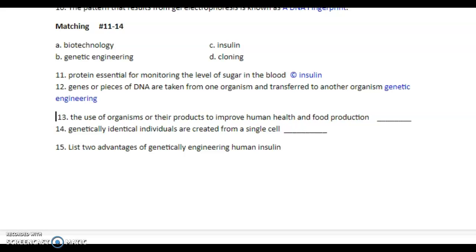Number 13. The use of organisms or their products to improve human health and food production. That would be biotechnology. Number 15, genetically identical individuals are created from a single cell, and that process is called cloning.